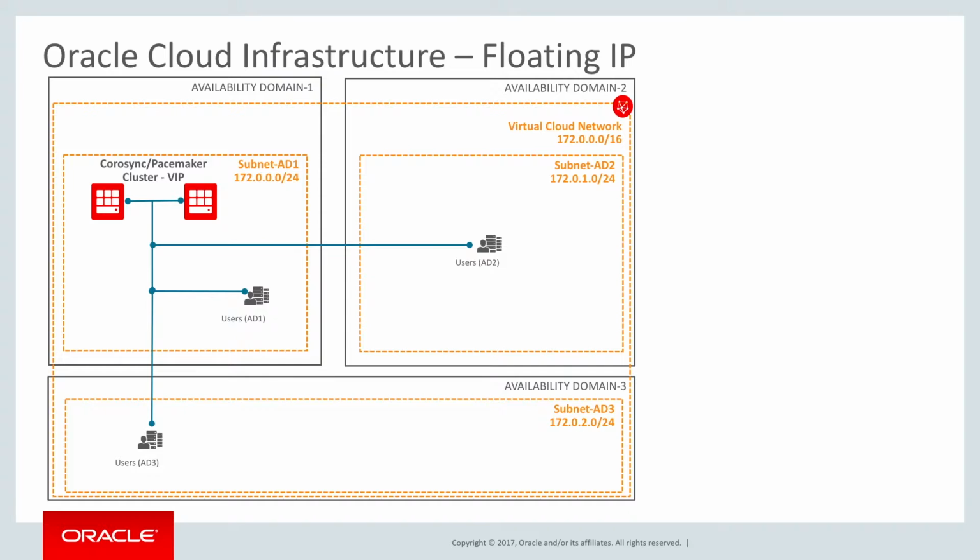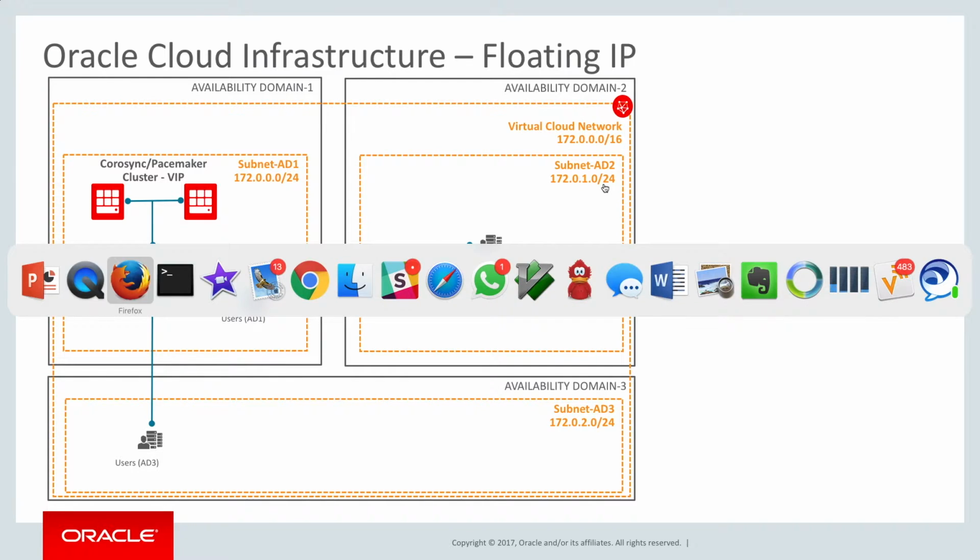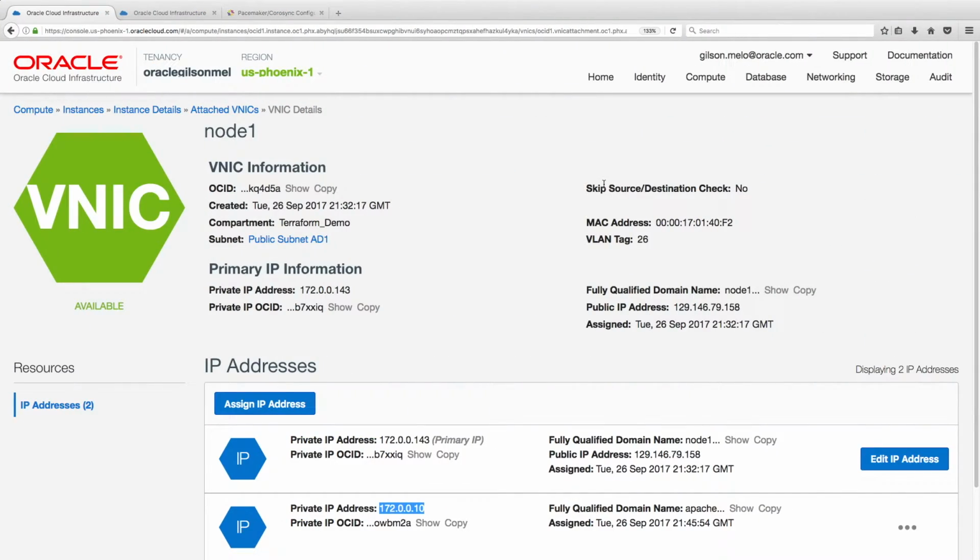So HA is very important, and automating your VirtualIP failover is critical to keep your applications up and running and also to allow your users to perform their duties without any impact in case of a downtime situation, for example. So let's go ahead and check the Oracle Cloud Infrastructure console to show how the configuration is done.